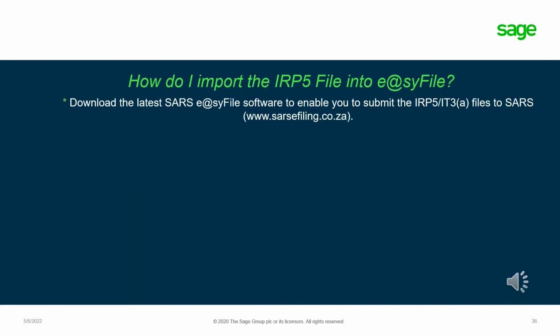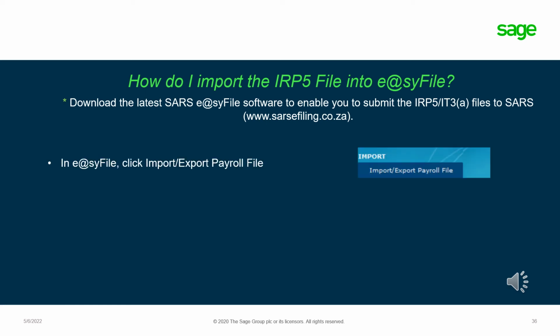How do I import the IRP file into EasyFile? It is very important that you are on the latest release of EasyFile for your submission. The current release is 7.2.4. If you have EasyFile already installed on your computer, once you access the software, you will be notified of any available updates. To download the latest SARS EasyFile software, you can make use of the website www.sarsefiling.co.za. To import the file into EasyFile, access your EasyFile software.